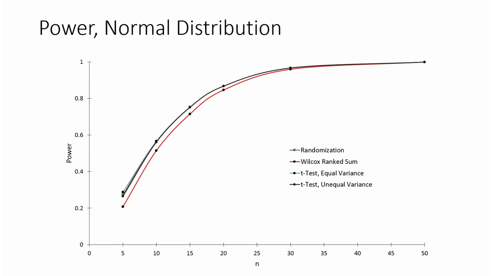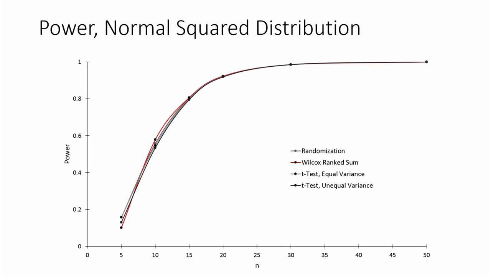Looking at the normal distribution, all of the tests are comparable, with the Wilcox-Rank sum test being slightly less powerful at sample sizes smaller than 30. Going to the normal squared distribution, all of the tests are similarly powerful to the normal distribution when sample size is 10 or larger. All the tests perform comparably, including the Wilcox-Rank sum test.